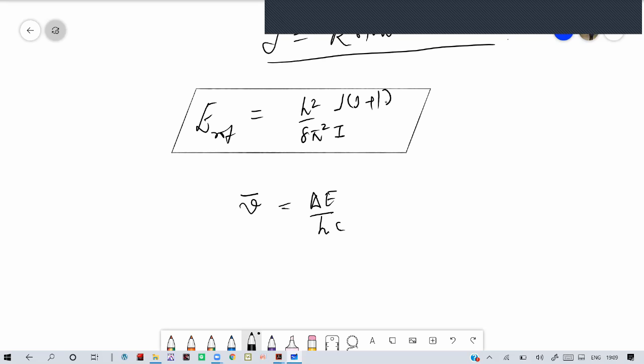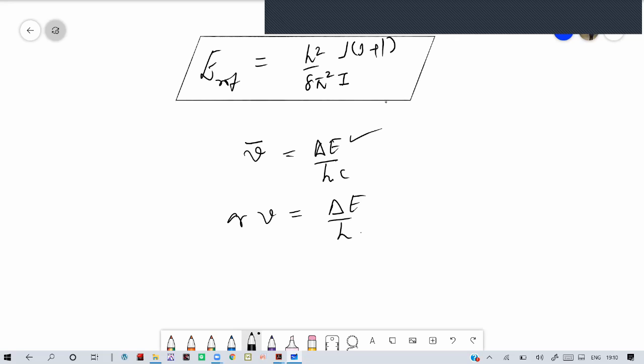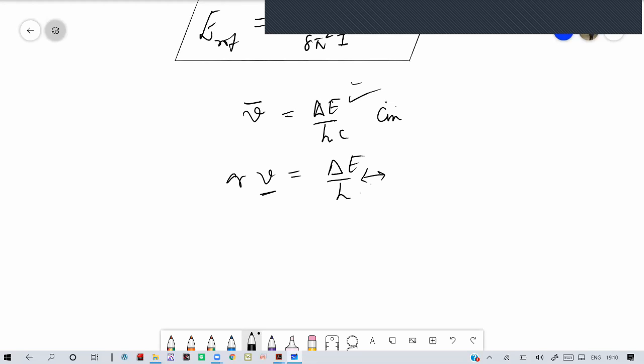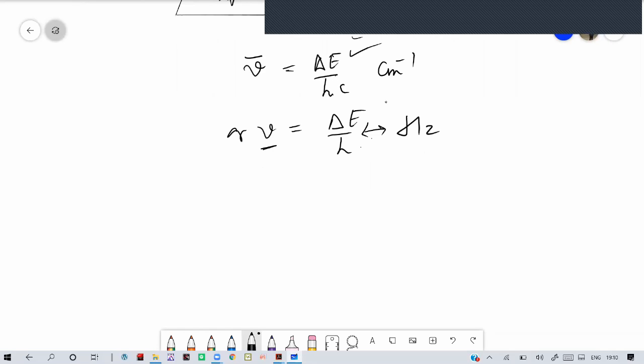Nu bar is delta E by hc, or frequency, that is nu simply, that is E by h, the shift because of the rotation of the molecule. This is wave number, lambda inverse, E by hc. hc by E is lambda actually, so lambda inverse is delta E by hc, and this is the wave number. So this is frequency: E is equal to h nu simply from this equation. This is in terms of centimeter inverse units, and this is hertz. Because of the rotation, how much energy is absorbed or emitted will be determined from these equations.